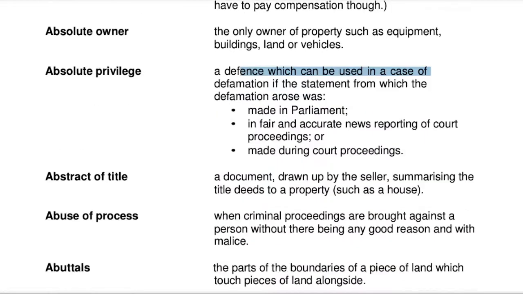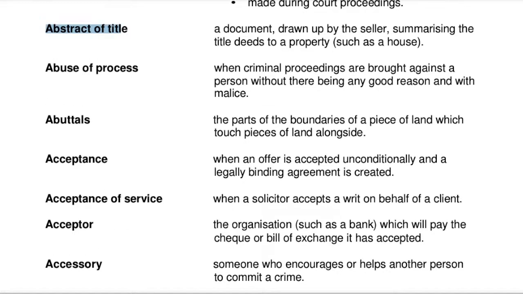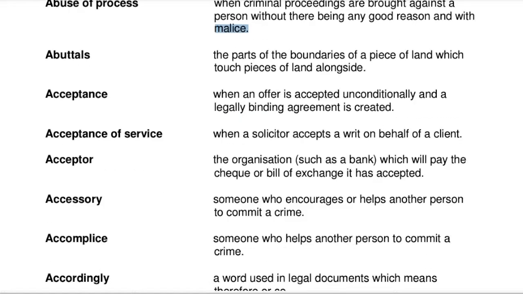This is in England. Abstract of title, a document drawn up by the seller summarizing the title deeds to a property, such as a house. So the abstract of a title means it's not the entire title, it's just a document summarizing the title deeds. Abuse of process, when criminal proceedings are brought against a person without there being any good reason, and with malice. So there's an "and" for abuse of process. There's no good reason, and it's done with malice, the intent.